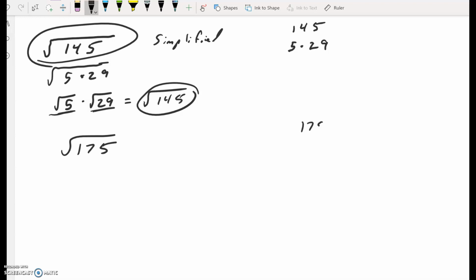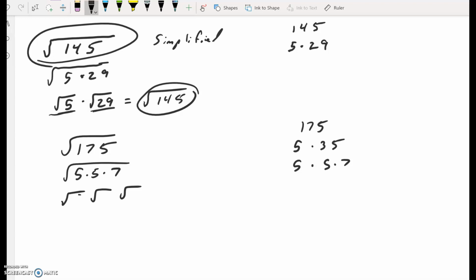Now let's take a very similar looking problem and try it. We're going to do the prime factorization of 175. 5 goes into it. 5 happens to go into it 35 times. 35 is 5 times 7. So we have that the square root of 175 is the square root of 5 times 5 times 7. But the square root of a product is always the same as the product of the individual roots. And now look at what we have.